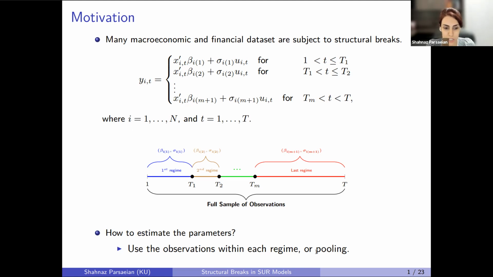One common solution is to use the observations within each regime. Basically, we pool the observations across individuals and use only the observations within each regime separately to estimate the slope coefficient. But one problem with this method is that if the number of observations within each regime is small, then the estimator will experience high variation.